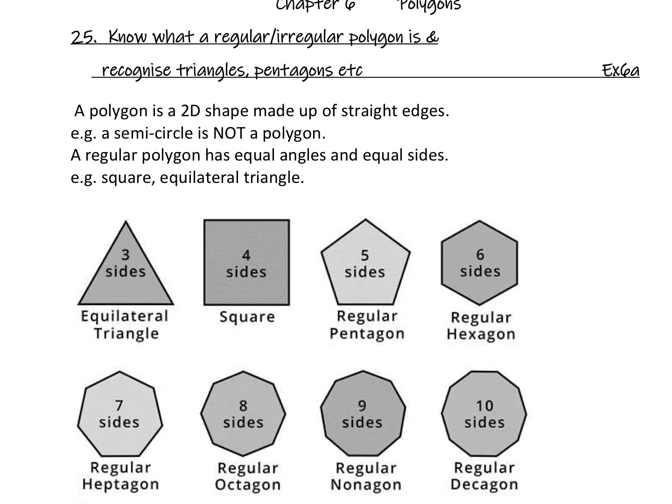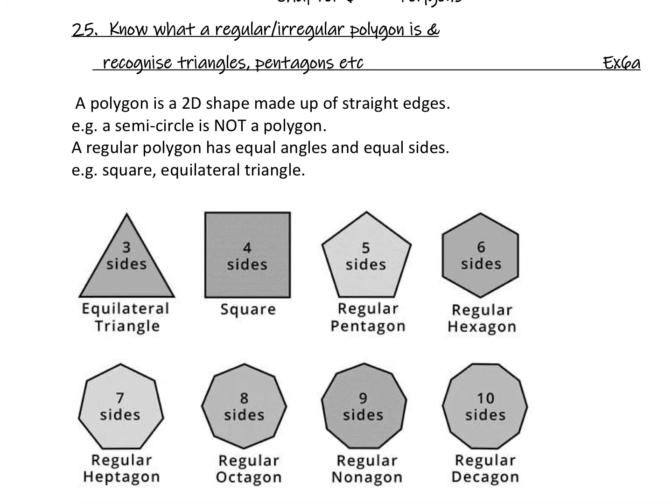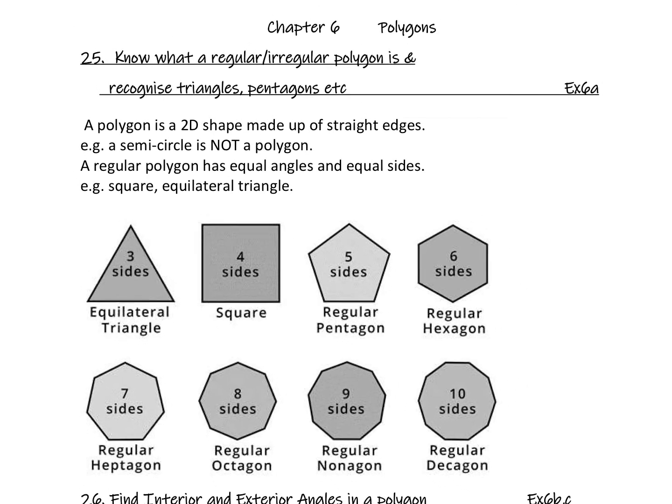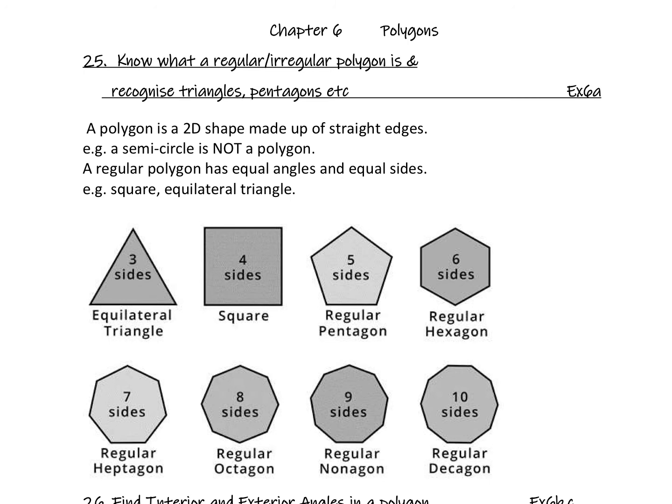So, a polygon is a 2D shape made up of straight edges. So a semicircle wouldn't be classified as a polygon. It's not a polygon. A regular polygon has equal angles and equal sides. That's what we were looking for as the definition of a regular polygon. That means an irregular polygon does not have equal sides and equal angles necessarily.